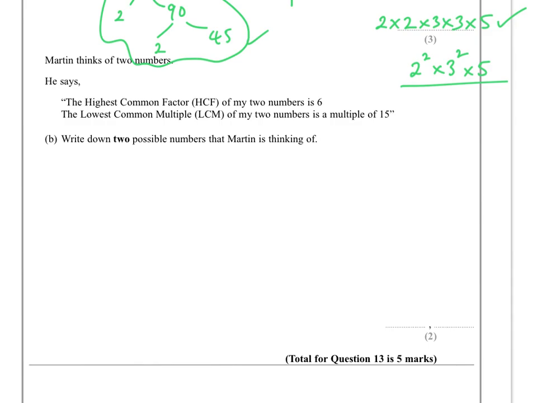So I think the best way of finishing this question off is to think that we need to have the highest common factor of my two numbers as 6. So they've got to have 6 as a common factor at least, and it's got to be the highest common factor, i.e. the highest number that will go into both of them. And the lowest common multiple of my two numbers has got to be a multiple of 15.